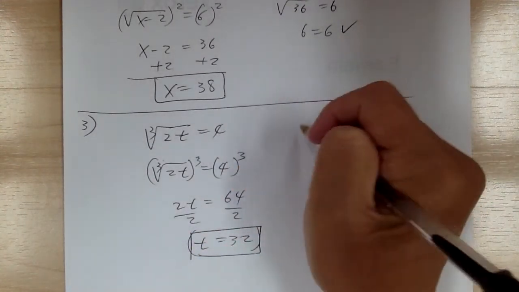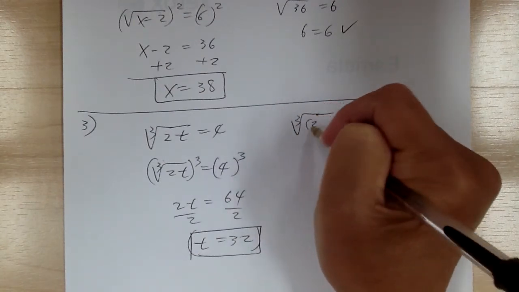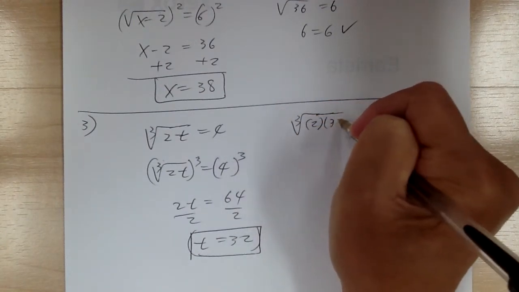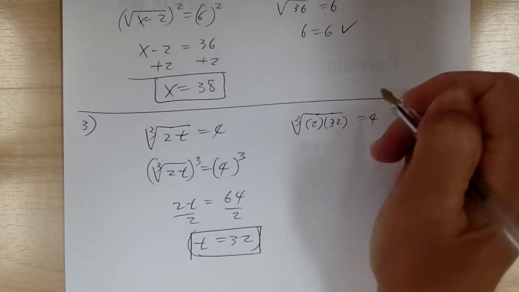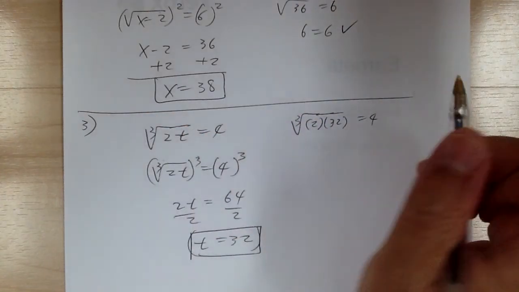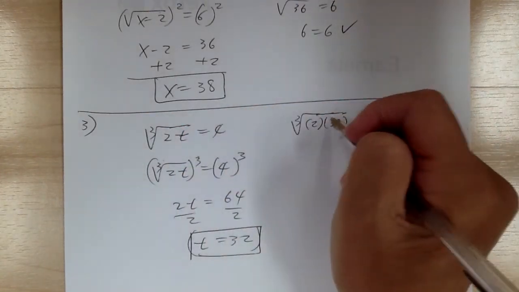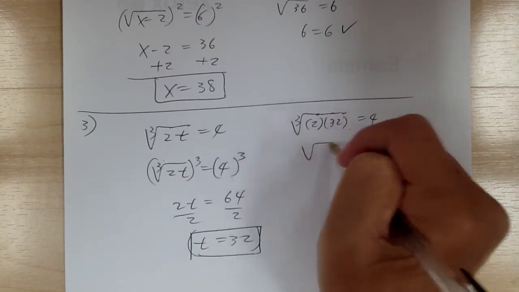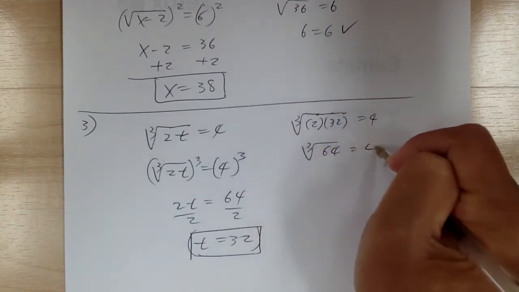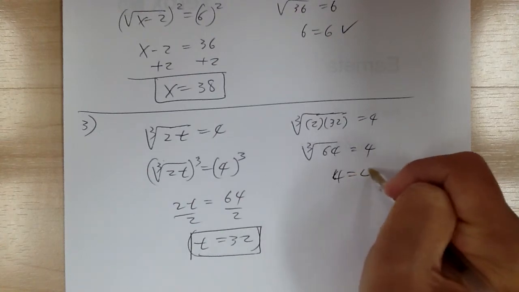Okay, we'll check first. So you got cube root of 2 times 32 equal to 4. And usually it's if the cube is okay. Okay, because with the cube you're allowed to have a positive or negative, right? So you have cube root of 64 equal to 4. So you got 4 equal to 4. So it checks.